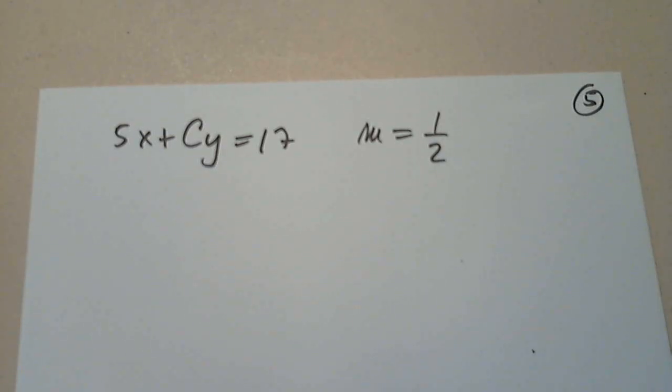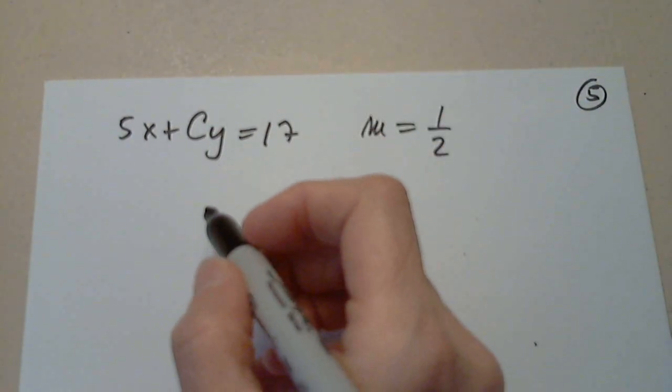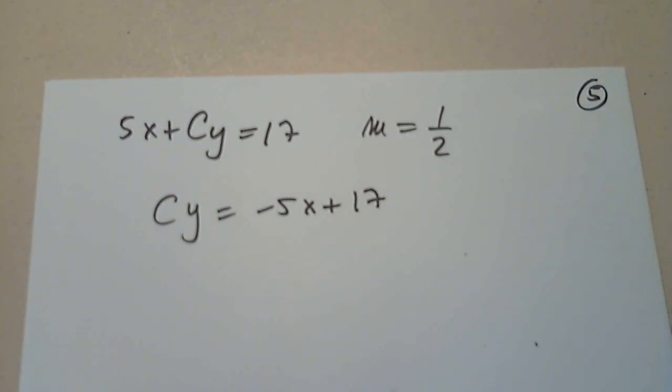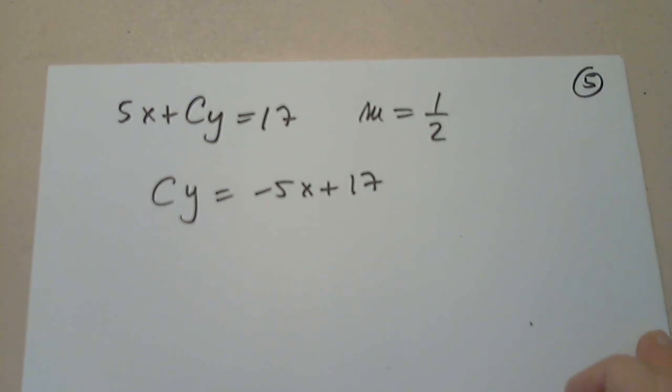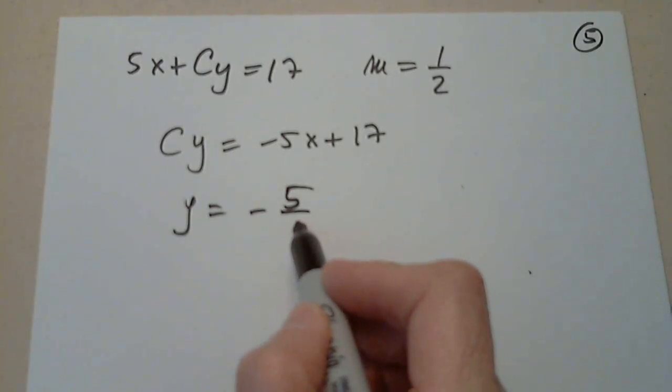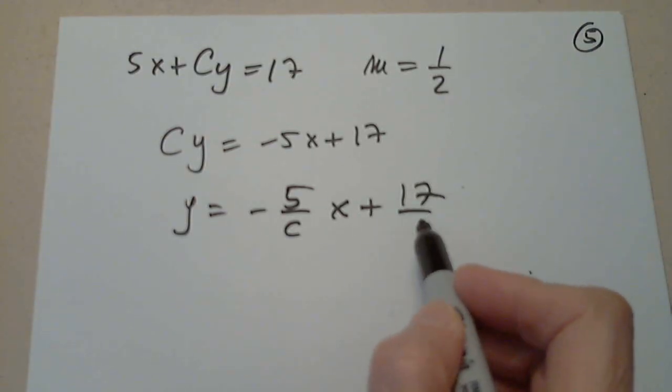Move the 5x, yes, wisely in front of 17. We're not done. We haven't solved for y yet. I have to divide by c. Divide by c. That's why, remember a long time ago, we solved for letters. So y equals -5 over c x plus 17 over c.